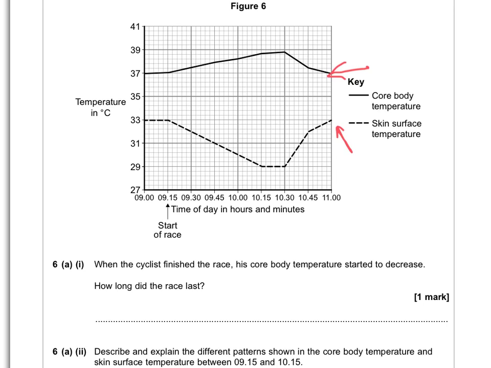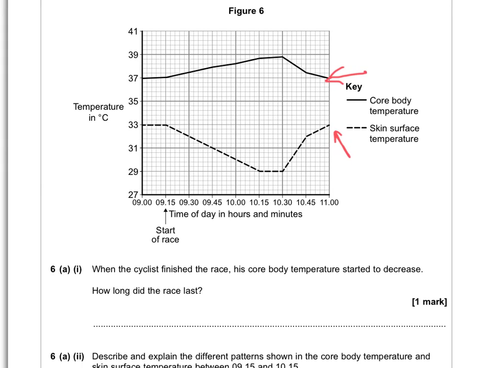When the cyclist finished the race, his core body temperature started to decrease. How long did the race last? Well, the race lasted 1 hour and 15 minutes, or 75 minutes, depending on which way you want to say it. How are we working that out? Let's have a look. Well, the race appears to have started there. And it says his core body temperature started to decrease when he finished the race. So that was there. So we need to know the time between here. So it's 9:15.